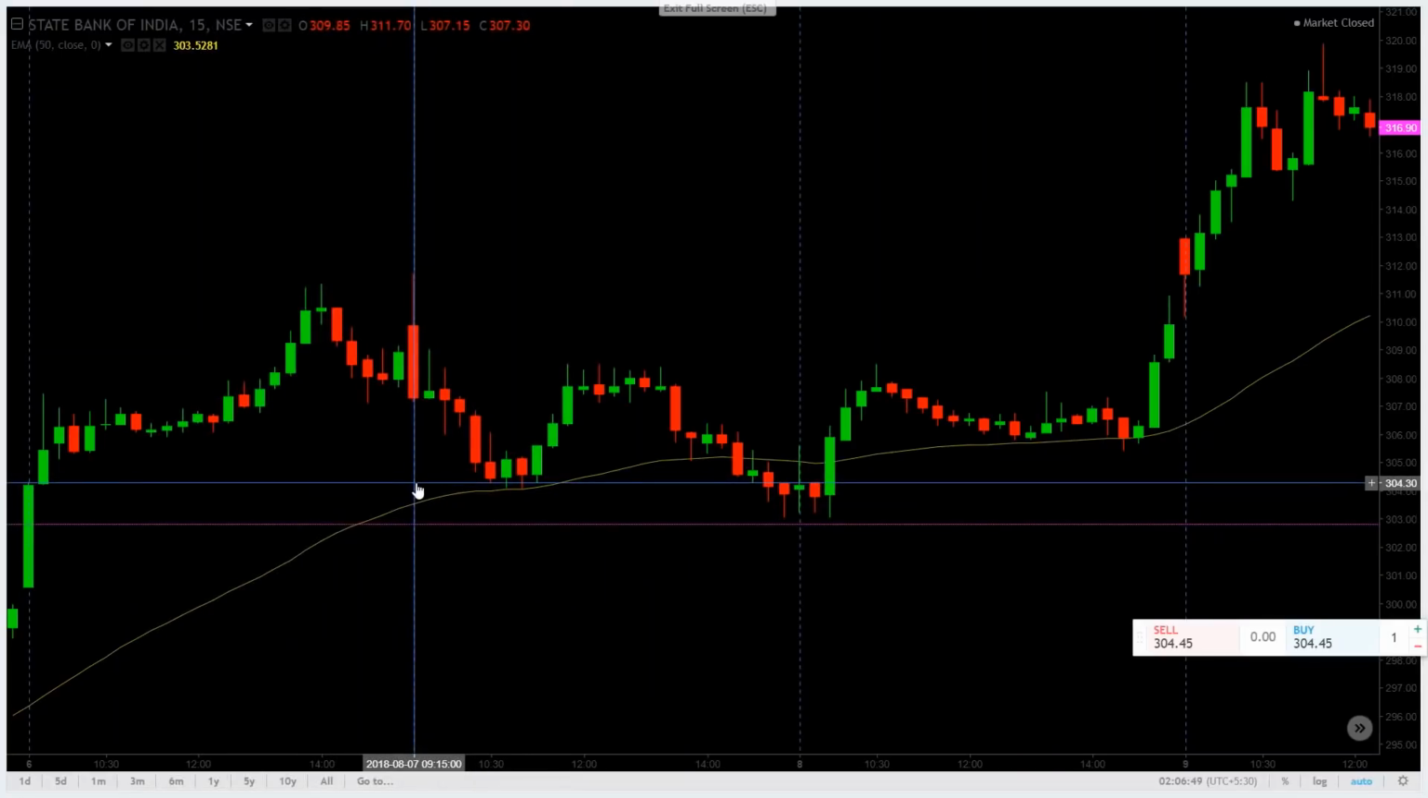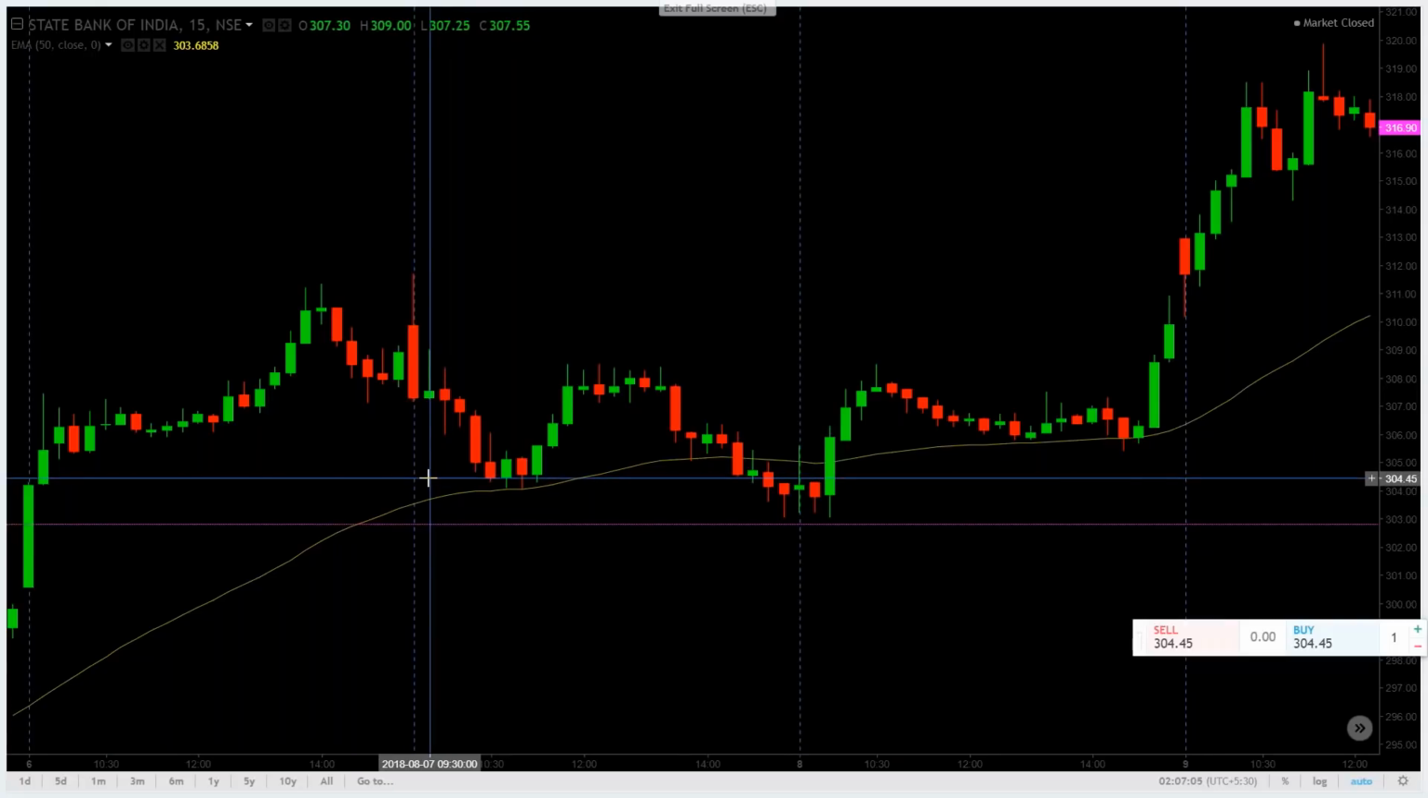So the first candle you are not supposed to see. The second candle high is 309 rupees, and then the third and fourth candles. The third candle low is 306 rupees. So what is the range? The range low is 306 rupees. The range high is 309 rupees.